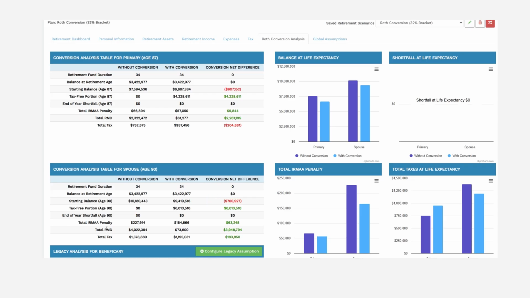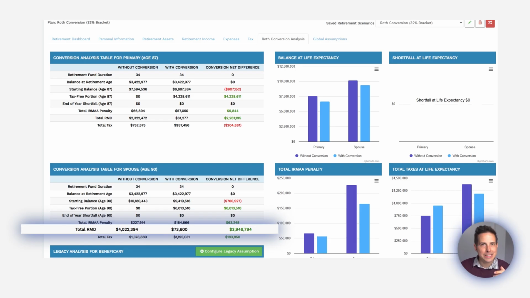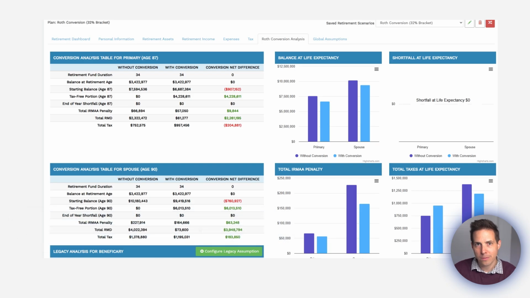Now you can look at all these other considerations where they had less of an IRMAA penalty over their lifetime because they did the Roth conversions. They had way less of a burden and stress from RMDs, right? There's 4 million in required minimum distributions that came out without the Roth conversion. But with the conversion, it was $73,000. Significant difference, almost $4 million difference between those two. And the penalty, if you mess up on an RMD, is significant. So having that stress off their plate, that's not worth nothing.